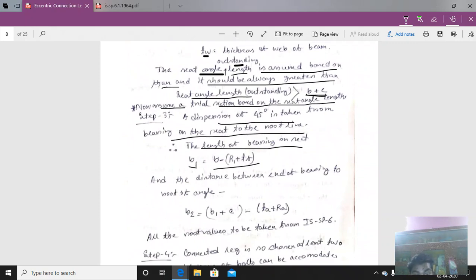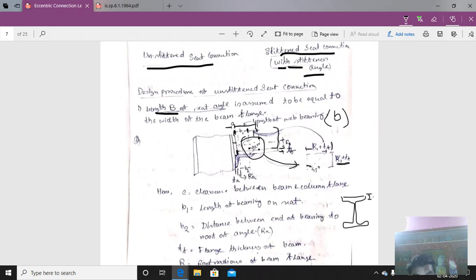Now, the distance from the end bearing to the root of the angle: this is the end bearing, and this is the root of the angle.